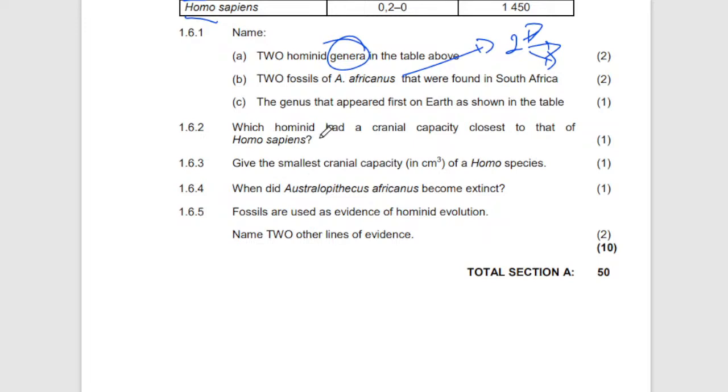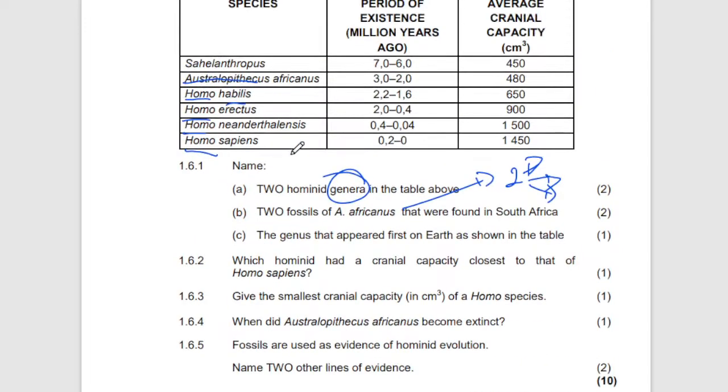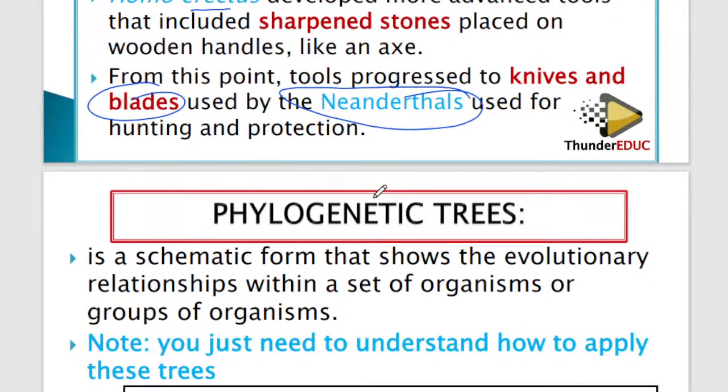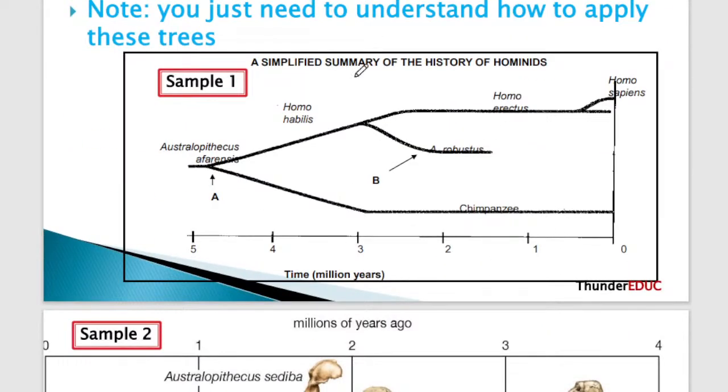All right. Which hominid had the cranial capacity closest to that of Homo sapiens? When you look at this capacity, where is the human? Human is this, and they're saying closest. Automatically, it's going to be the Neanderthals, the Homo neanderthalensis. That's what we explained here in the book, and we said that these ones are just next to the humans. They're just close to the humans, so at least they're able to link to the humans.